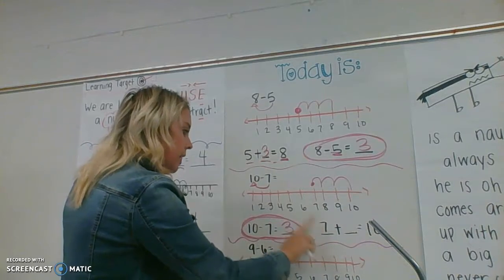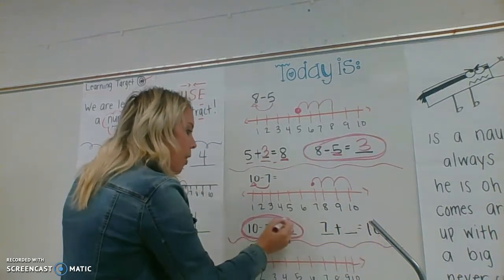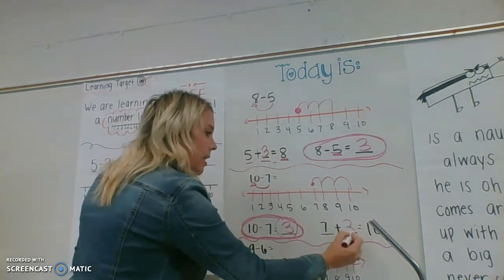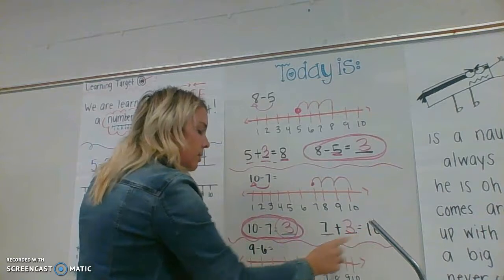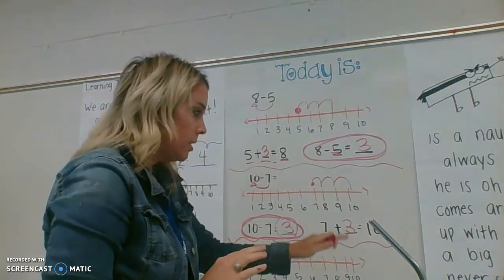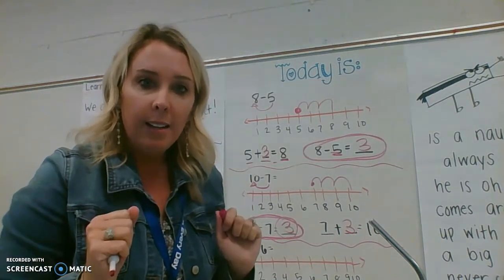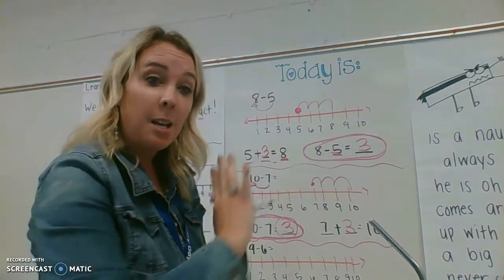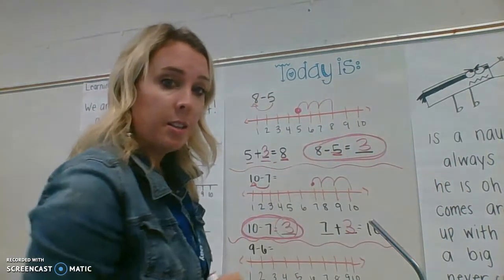So I got 7. I got 10. Oh, I'm just missing 3. So 7 plus 3 equals 10. 7 plus 3 equals, yeah, that's right. All right? So all you're doing is using the same numbers and putting them over here into the addition.